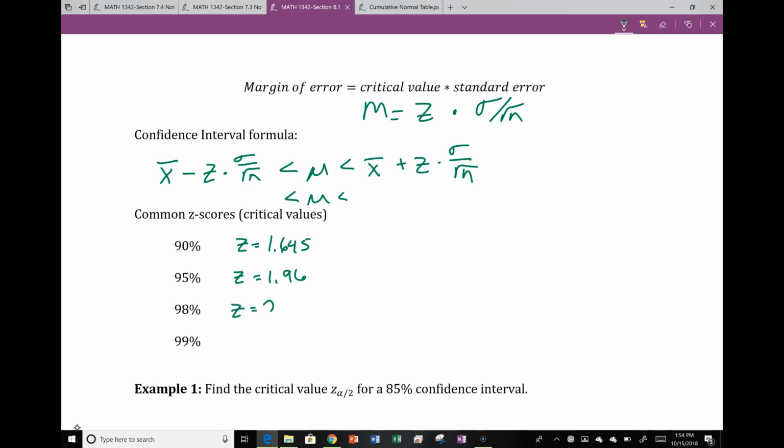98% confidence is 2.326, and a 99% confidence is a 2.576. Now you'll notice these 7 6s and everything else. These are going to be actually given to you, so you don't actually have to be able to find all of them. Now sometimes we will.